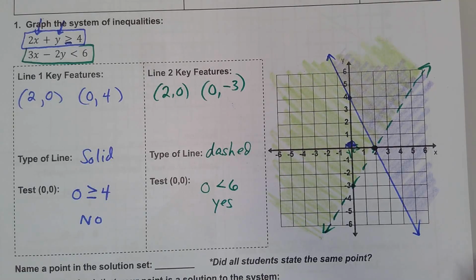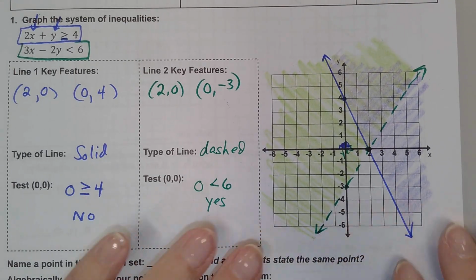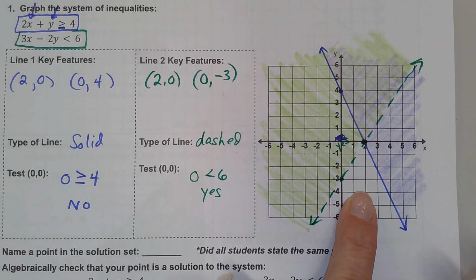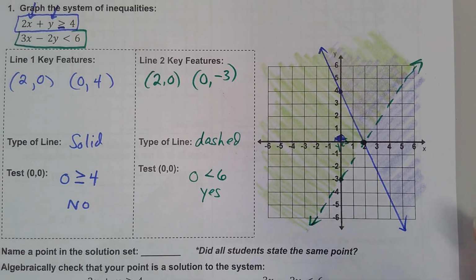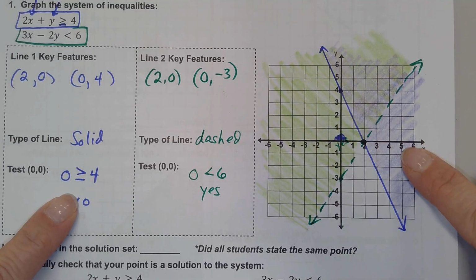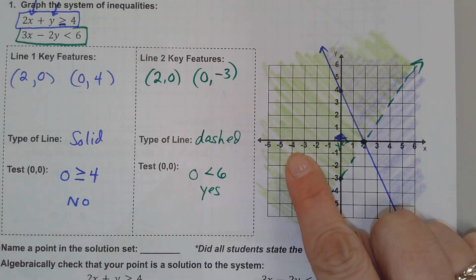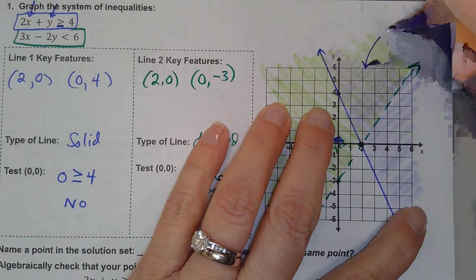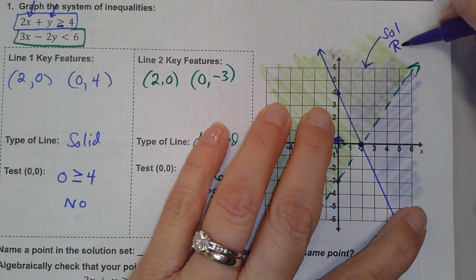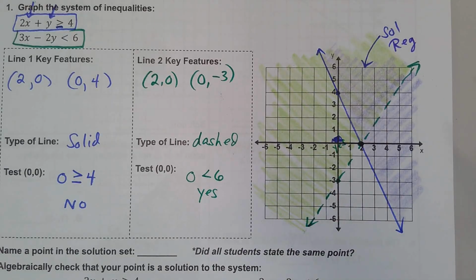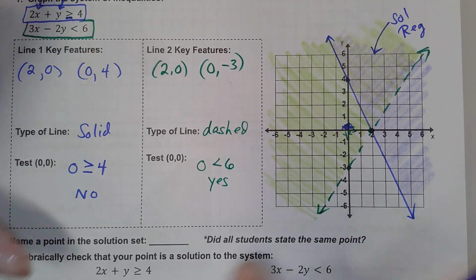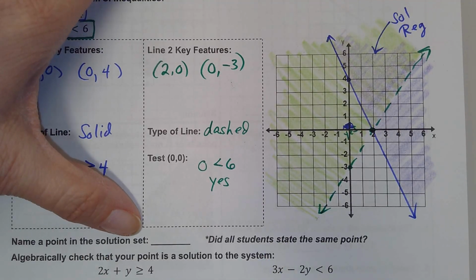Are you done coloring? When you do inequalities, this is the white section. Nobody is here. This is only purple. This is only green. And so right here, this is the solution region. All of the points in here will work. Let's name a point in this solution set.